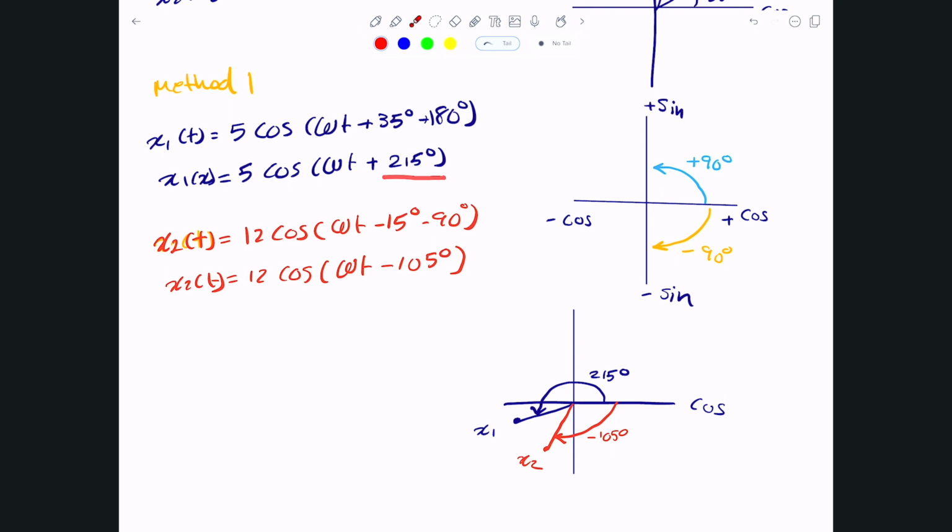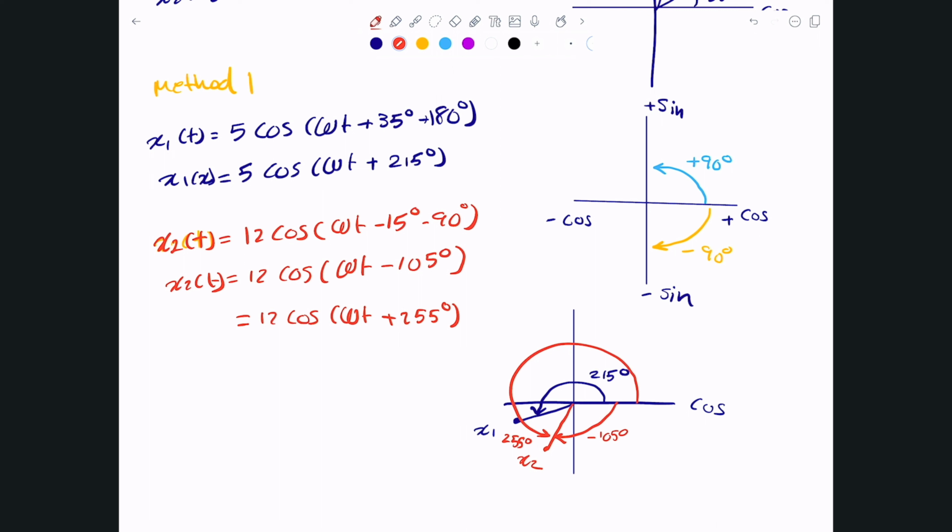It's actually between the 205 and so forth, so we can compute them. We have one in the negative, one in the positive, so I need to convert to the positive. For example, this one here, I can convert it to 12 cosine omega t, and I'll just have to add 360 degrees. So negative 105 plus 360 becomes positive 255 degrees. So from here to here, that tells me it's 255 degrees.